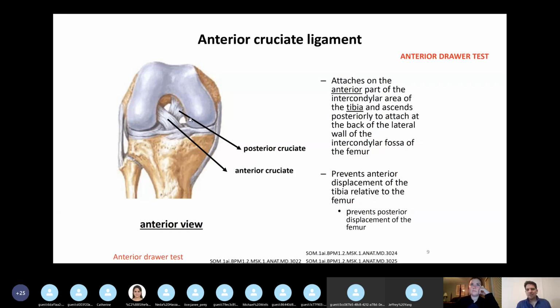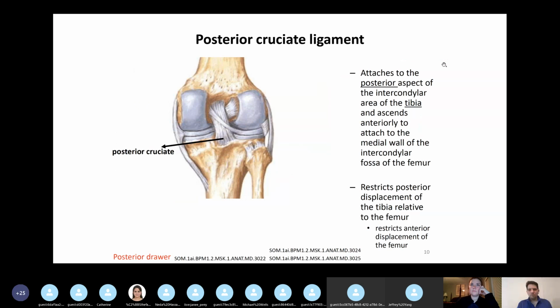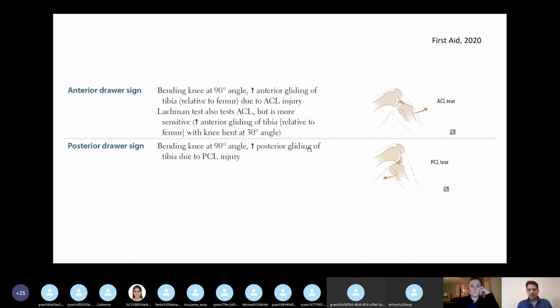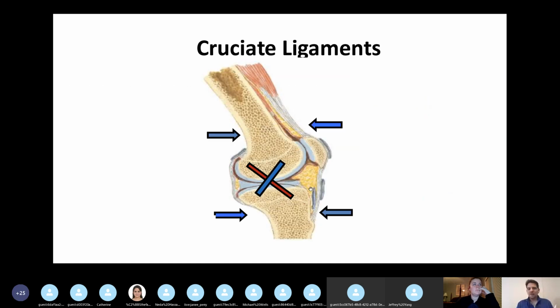So it runs in front, obviously, of the PCL. We're worried about the anterior drawer test. That's how we're going to test it. PCL will be posterior drawer. Again, you can see this here. If I'm going fast, this will all be posted, so don't stress. I just want to get to some of the more difficult parts. So this really helped me out a lot.